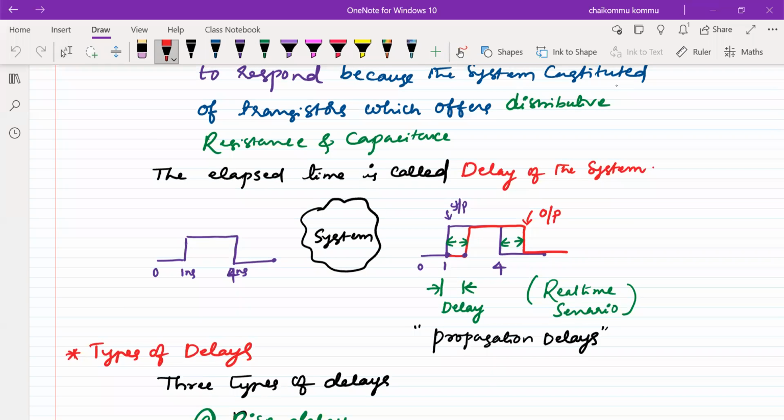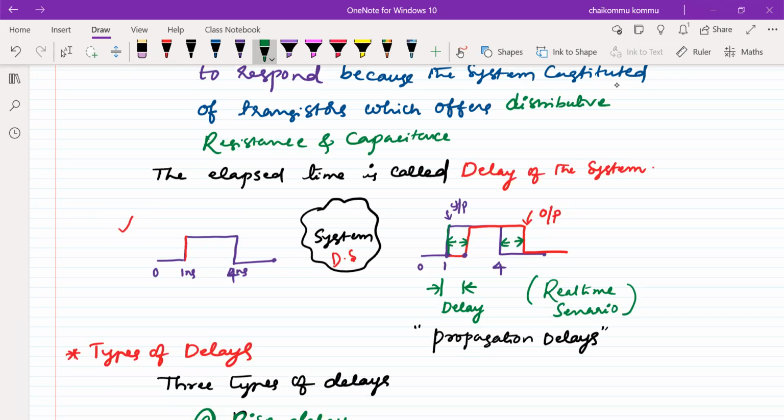We have taken a digital system something like this. We are applying the input something like this. The system's responsibility in this particular case is just transferring the information to the output side. But the output cannot change instantaneously. At 1 nanosecond, it has to rise, but at 1 nanosecond, it is not rising at all. So it takes some amount of time.